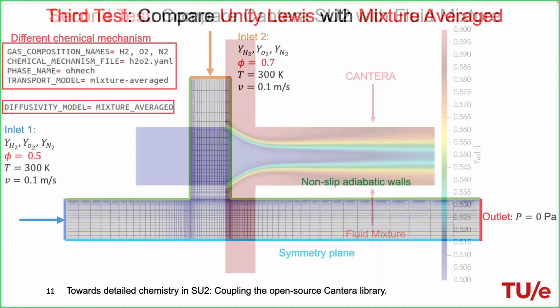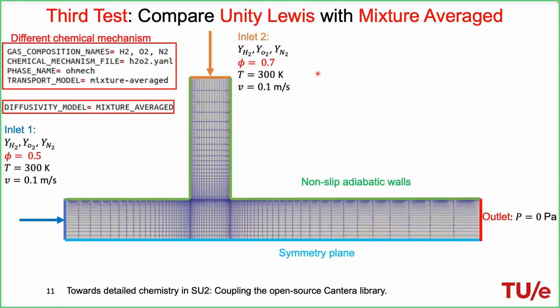Finally, we can test the unity Lewis diffusion model against the mixture average diffusivity model that we can get from Cantera. In order to highlight this mixture average, we use a gas composition of hydrogen, oxygen, and nitrogen. We again use the chemical mechanism H2O2. At inlet 1, we provide a mixture with an equivalence ratio of 0.5. At inlet 2, we provide a mixture with an equivalence ratio of 0.7.